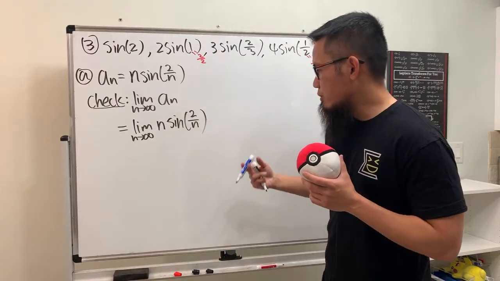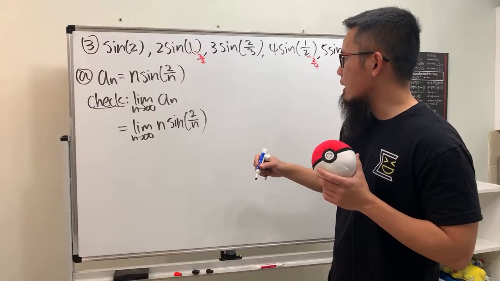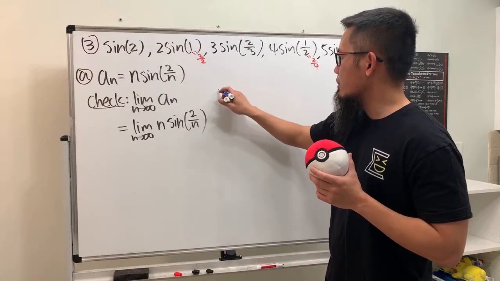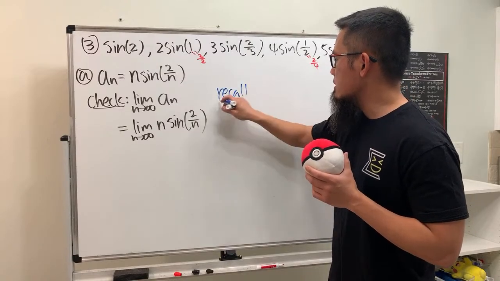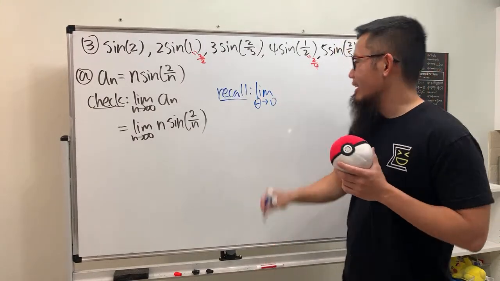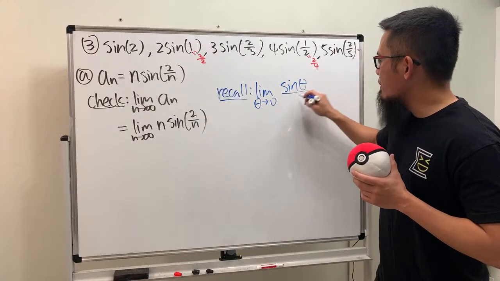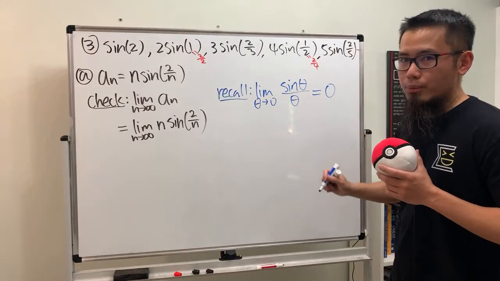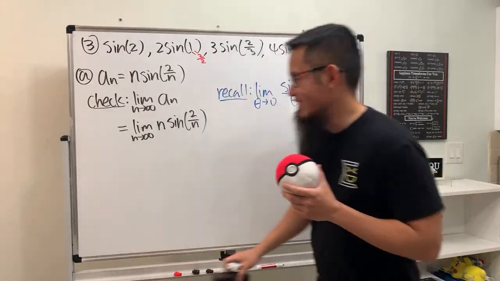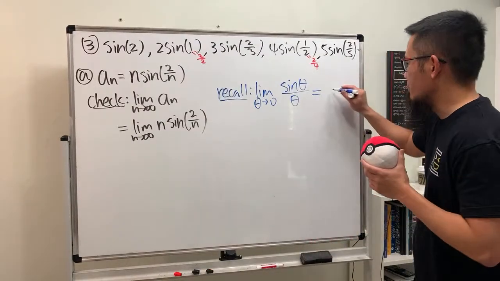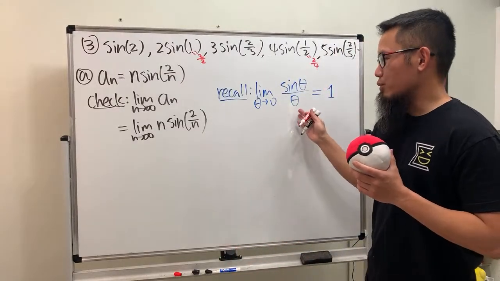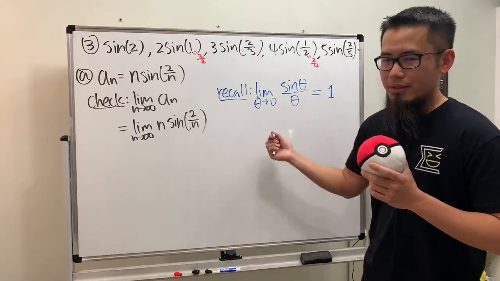So, I'm going to remind you guys what the secret weapon is. Perhaps I will do it right here. Recall, this is one of the secret weapons. The limit as theta goes to 0 of sine theta over theta, this right here is equal to 0. Just kidding. Okay, I will stop. Okay, if you have seen my video, you know what I'm talking about anyway. This right here is equal to 1. Alright, and please do not do L'Hopital's rule for this. Just use this.